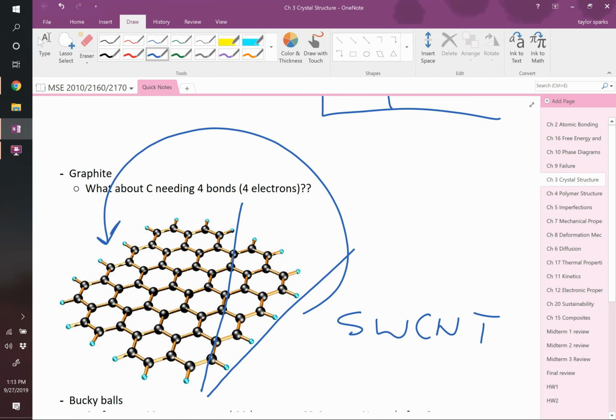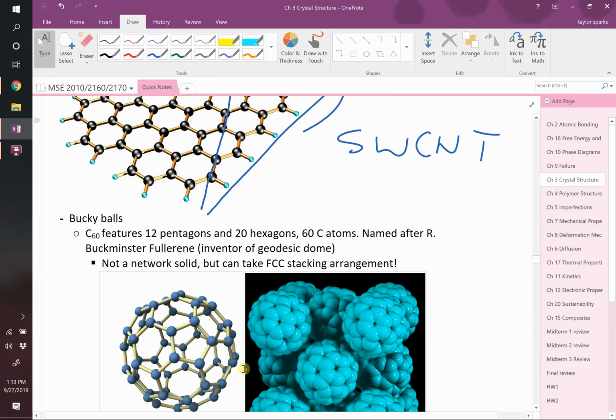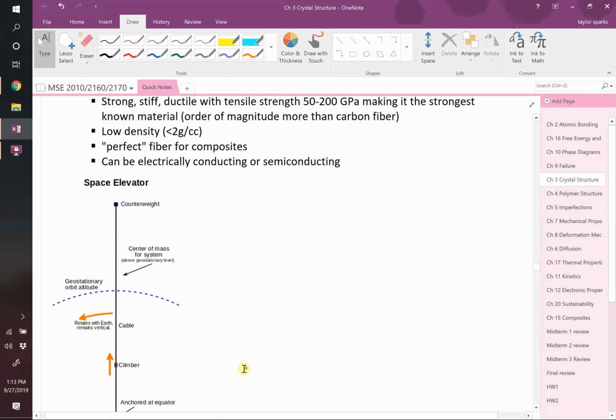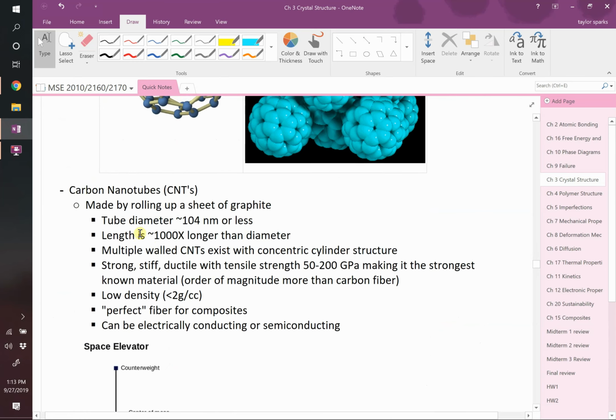Now, even if you're not going to do that, if you're like, I just want to make a sweet mountain bike, just give me a job, you still should care about this, because when you make them, they're incredibly strong and stiff. They've got low density, but they have a tensile strength of 50 to 200 gigapascals, which is nuts.